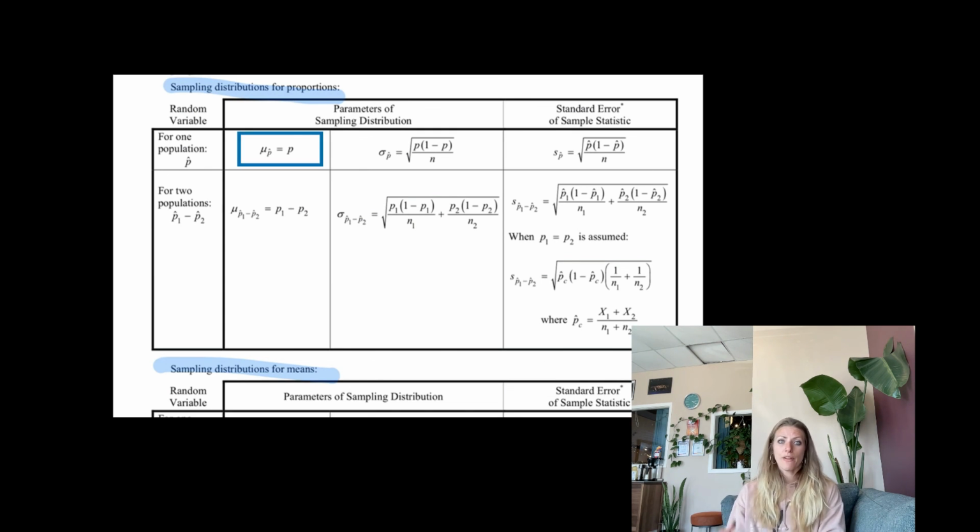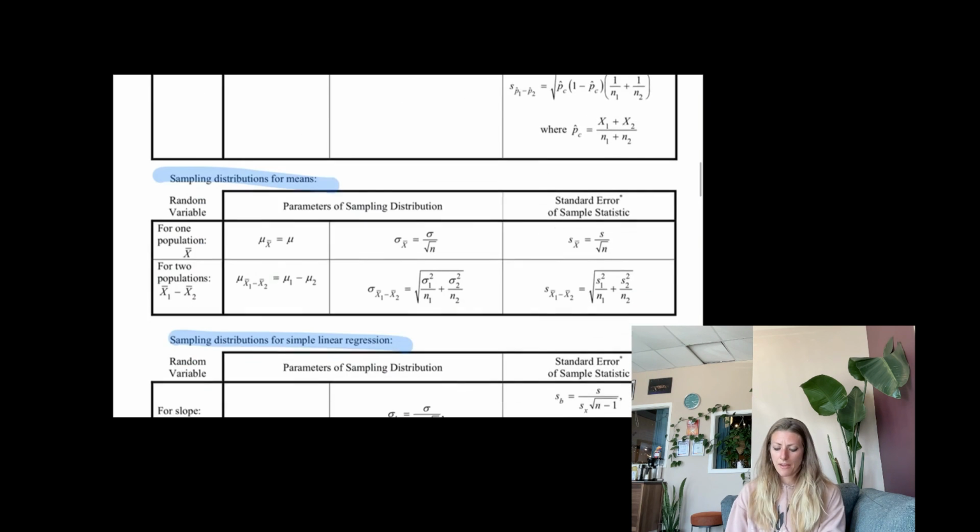So if you have proportions, your sampling distribution, the mean of the p-hats, which is the notation for a sampling distribution, very different than mu sub p, right? That's the true population mean. This is the sampling distribution mean. Okay. Sigma sub p hat, standard deviation, the true standard deviation of the sampling distribution. And then again, this is if you have two samples and you're comparing them, etc.